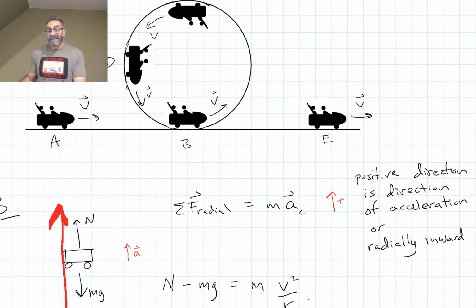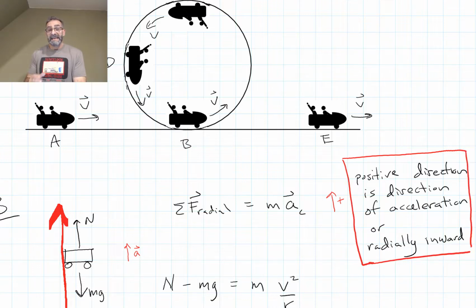Well, v squared over r will never be negative when you put the numbers in there. So if I picked down as my positive direction and I'm plugging in my acceleration here, I would have to remember to put a negative sign here because my acceleration would be pointing in the negative direction. And that's one of those things that you often forget to do. So if you just pick the positive direction to be in the direction of the acceleration, then your acceleration is always positive and you don't forget a minus sign somewhere.